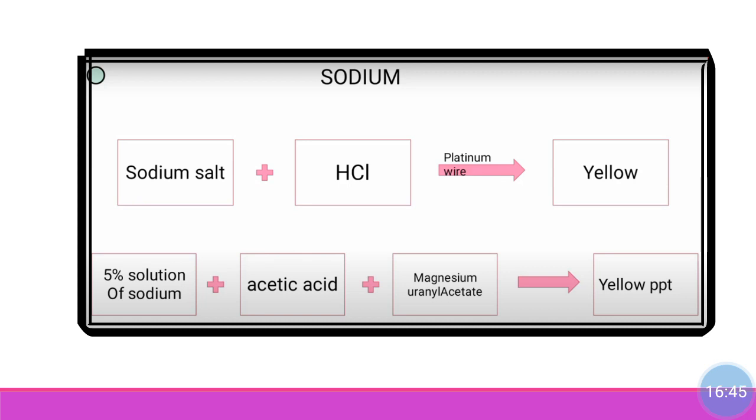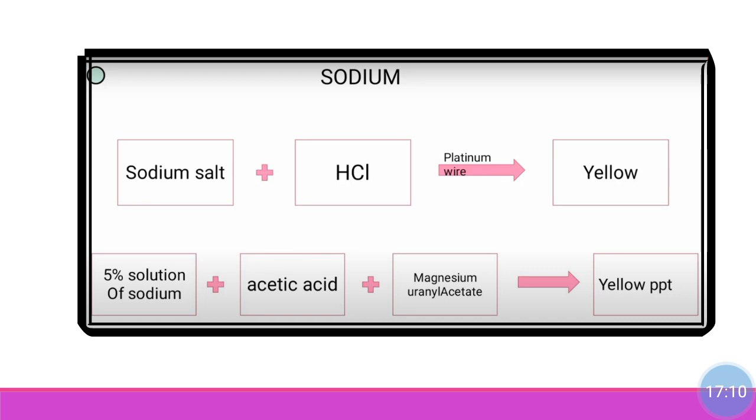So sodium salt, when it reacts with hydrochloric acid, there will be a formation of yellow color. And when a 5% solution of the sodium reacts with acetic acid and magnesium uranyl acetate, then a yellow precipitate of sodium will be formed.